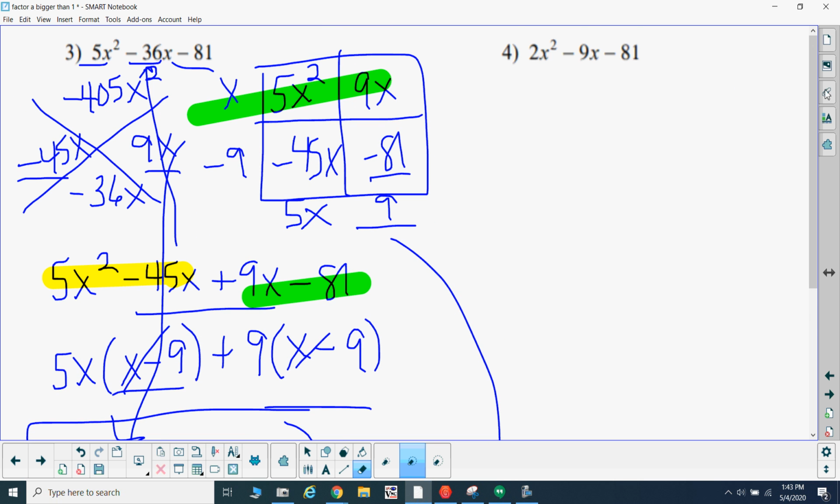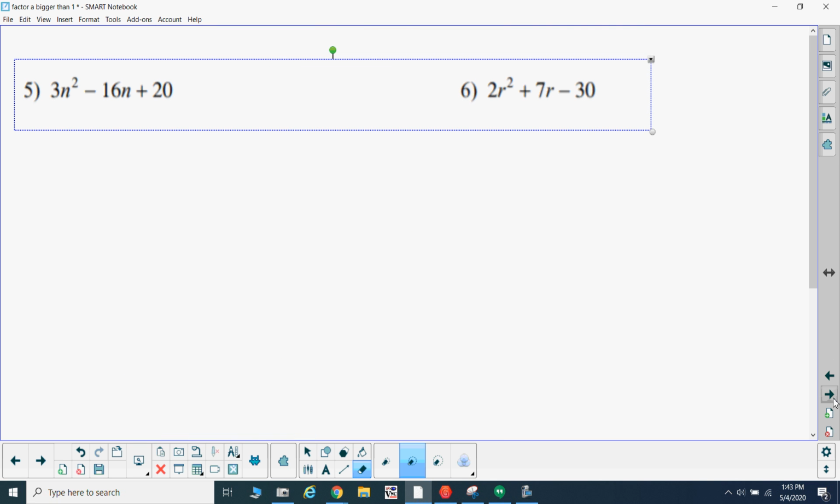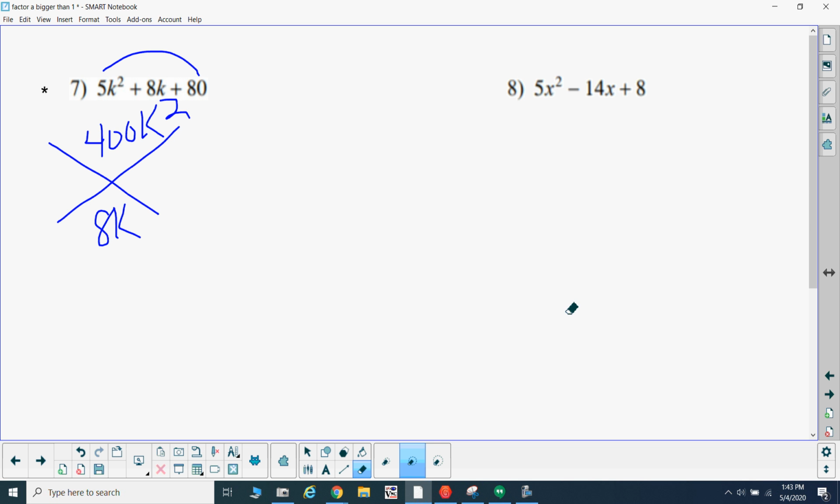All right. Don't forget, sometimes you get ones that would be like this number 7 here. If I look at this, these two multiplied together would be 400k squared, and then I have 8k the other way. And I should say 5, 8, and 80 do not have a common factor because 5 doesn't go into 8.